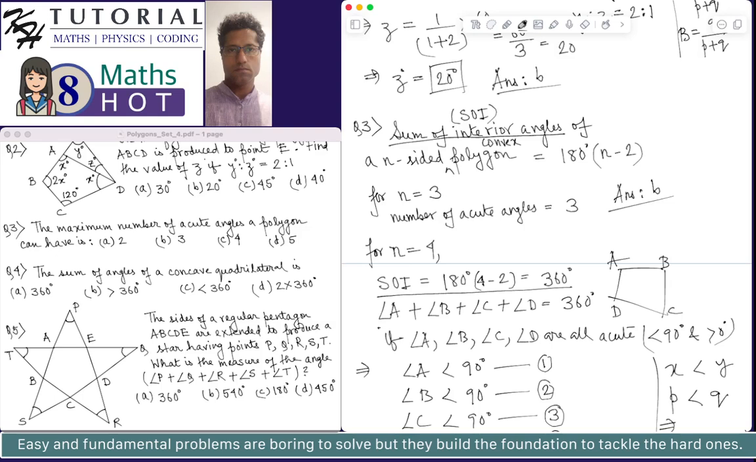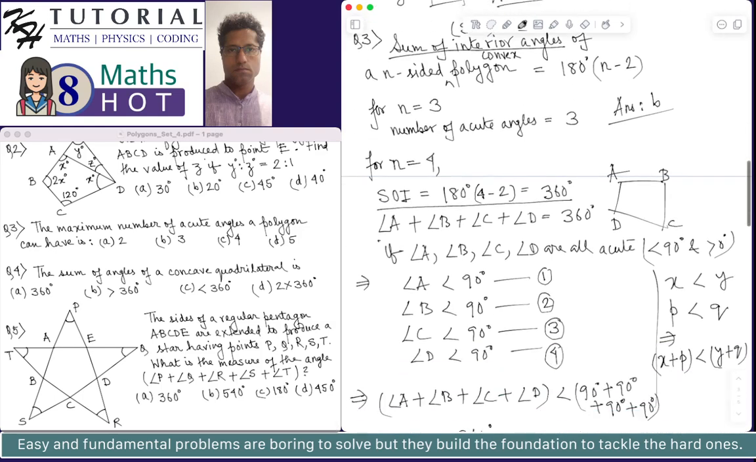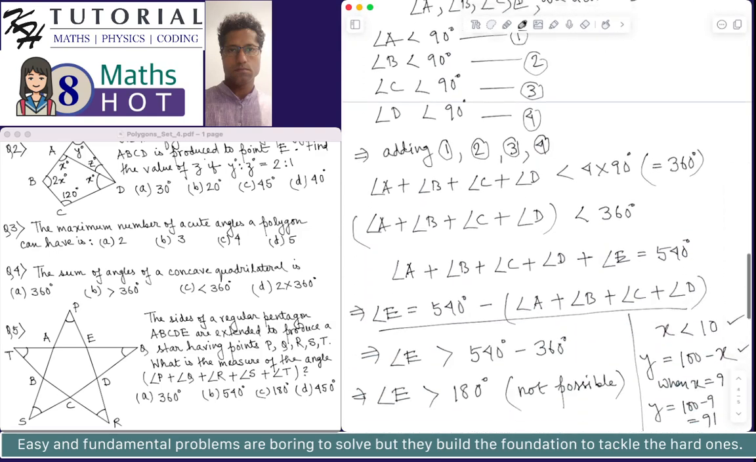This was a little conceptual problem. I don't know whether I was able to properly give the justification that the maximum number of interior angles which are acute in a polygon will be 3. Okay. Let's see question number 4.